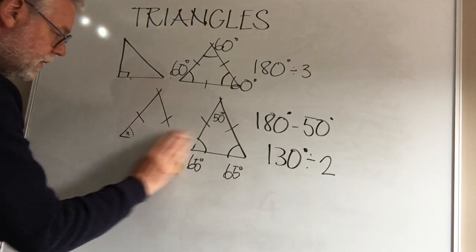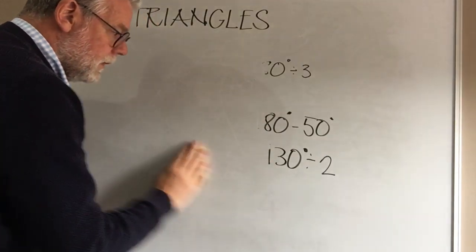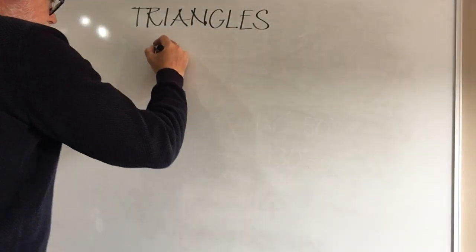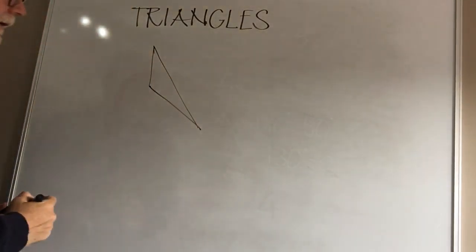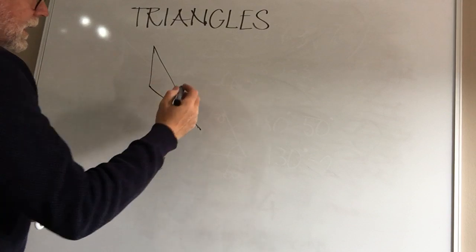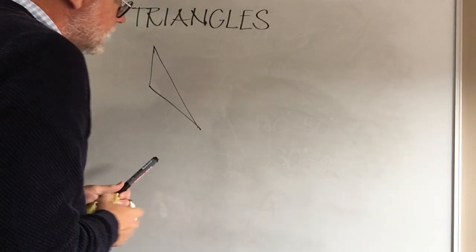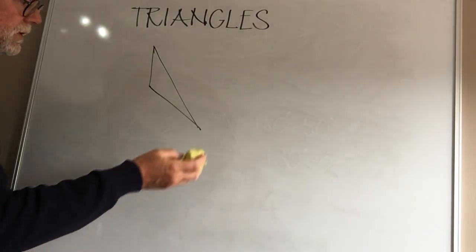Okay, and there's one other just to think about very quickly. And that's something that we call a scalene triangle. Now, a scalene triangle has three different sides and three different angles. And that'll do for now for our brief introduction to triangles.